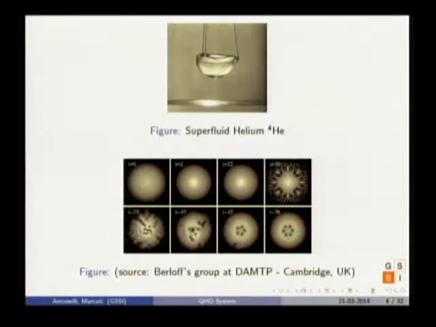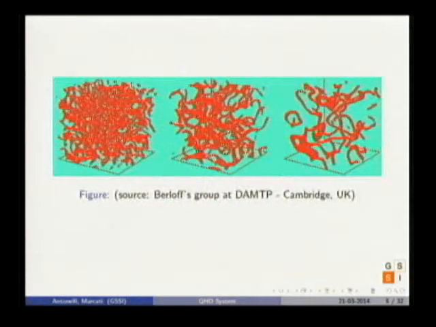I took this picture from Natasha Berloff's group in Cambridge, and here, which is really nice in my opinion, you see some dynamics of vortices in 3D, or superfluid vortices. And if you see, they really look like classical vortices for incompressible fluid. What is amazing is that there really is a remarkable analogy between superfluid vorticity and classical vorticity with high Reynolds numbers.